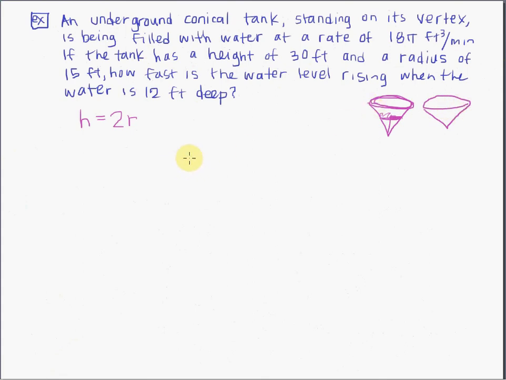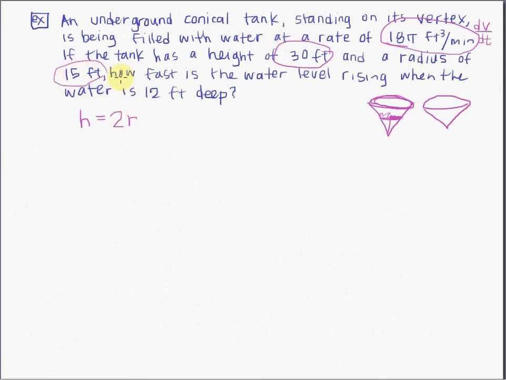Okay, so first of all, what is the information that they give us? The tank is being filled with water at a rate of 18 pi feet cubed per minute. So this is equal to the volume with respect to time, dV/dt. If the tank has a height of 30 feet, okay, so this is our standing rate, and a radius of 15 feet.